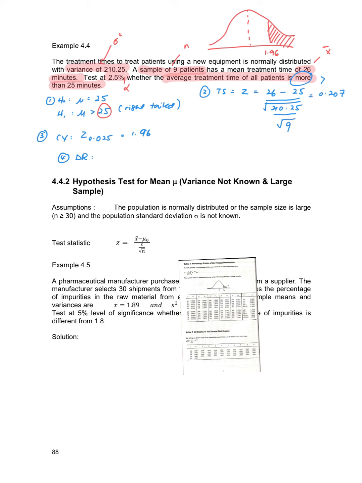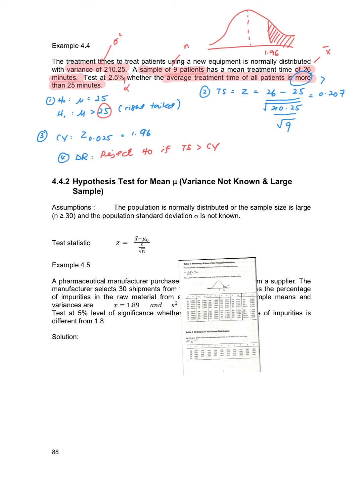The decision rule is reject H0 if test statistic is greater than critical value, meaning that any value that falls in this rejection region, the area that I highlighted, then we will reject the null hypothesis. In other words, if our test statistic is greater than the critical value, then we will reject the null hypothesis. That's why I write the decision rule: reject H0 if test statistic greater than critical value.